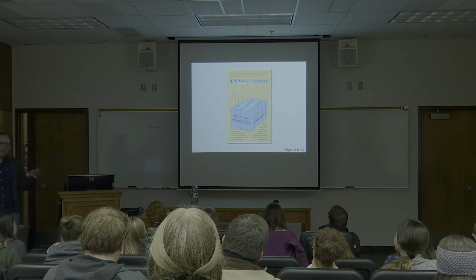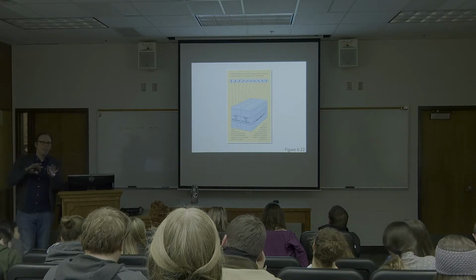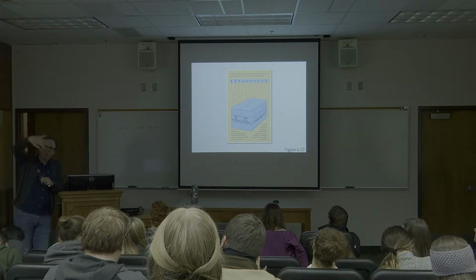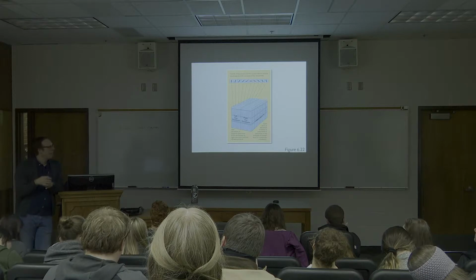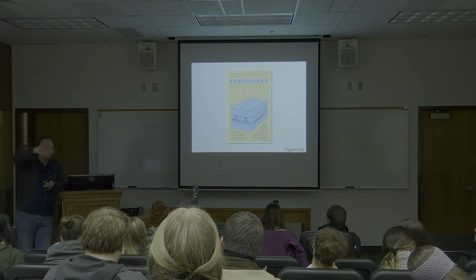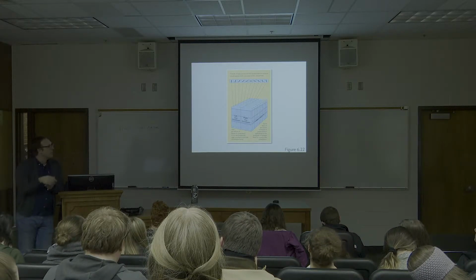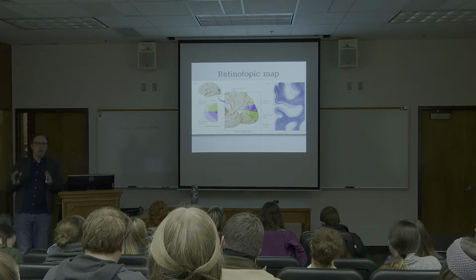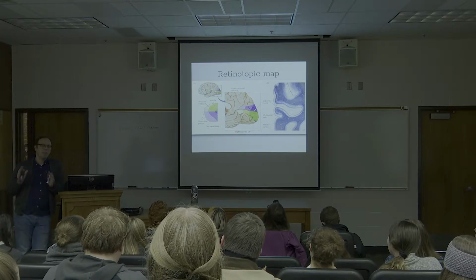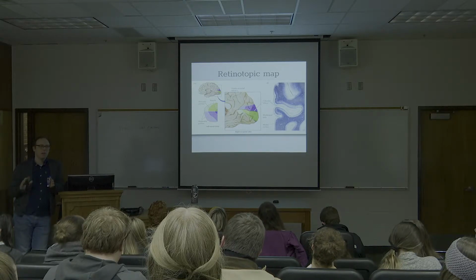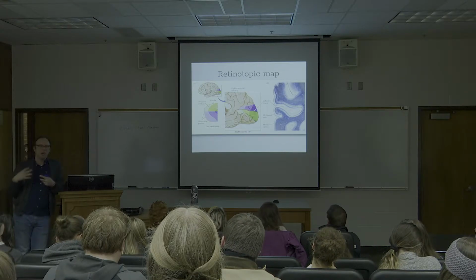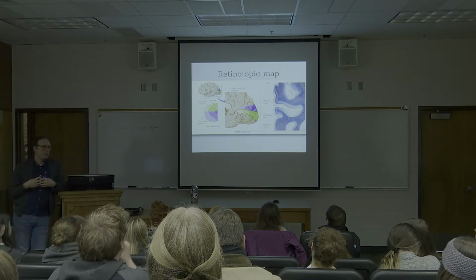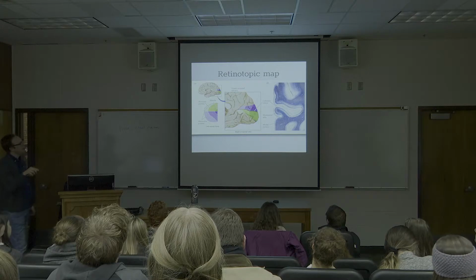It's very orderly. It's very organized. Remember those optic radiations that come from the LGN to the cortex? Part of the reason that they're so organized is to maintain this organization. And so, because it's so organized, you can build up an entire map of what's going on the retina based on what's going on in the V1. It's called a retinotopic map.